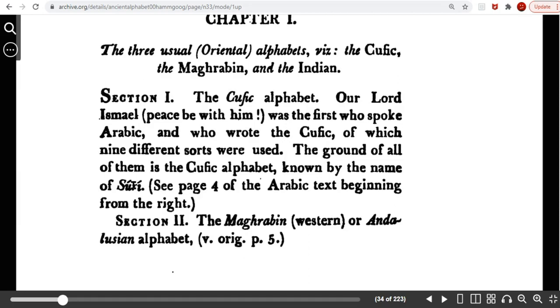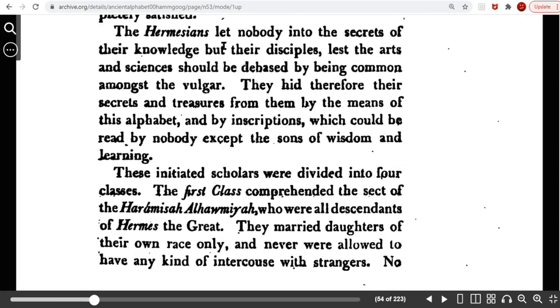the name of Suri. So the Hermesians let nobody into the secrets of their knowledge but their disciples, lest the arts and science should be debased by being common amongst the vulgar. Vulgar, that's the word used for all your old Bibles, the Vulgates. And they hid therefore the secrets and treasures from them by means of this alphabet God habits, to be read by nobody except the sons of wisdom and learning. That's us, we're the sons of wisdom and learning.